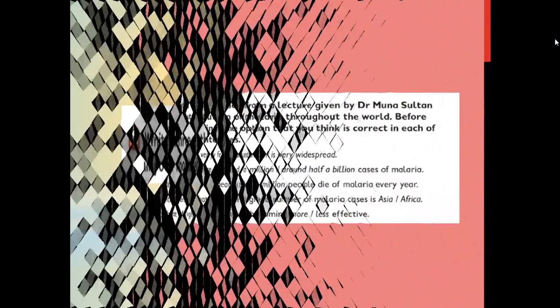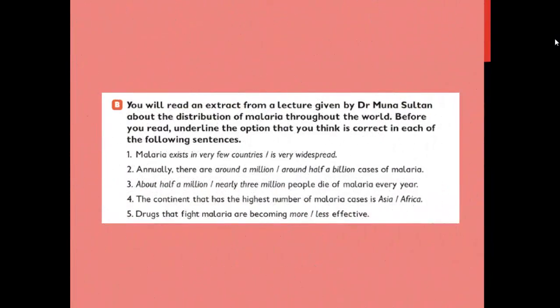Now let's do something else. Practice number B. You will read an extract from a lecture given by Dr. Mona Sultan about the distribution of malaria throughout the world. Before you read, underline the option that you think is correct in each of the following sentences. Number 1. Malaria exists in very few countries or is very widespread. So, as you see, my students, here you have to underline the option that you think is correct.